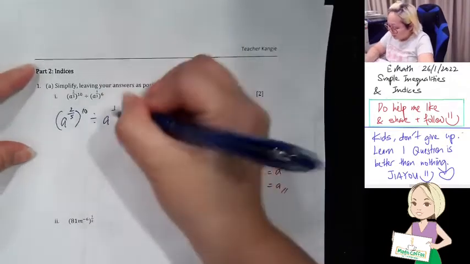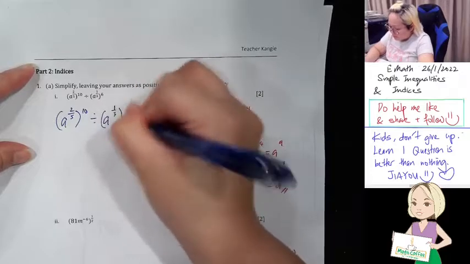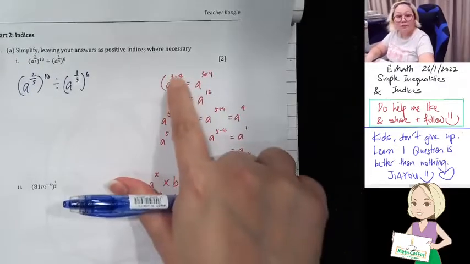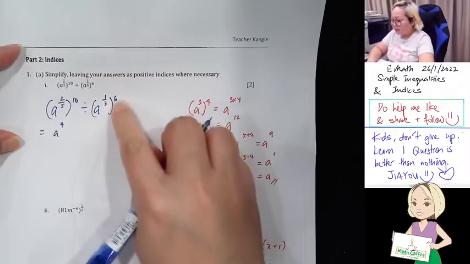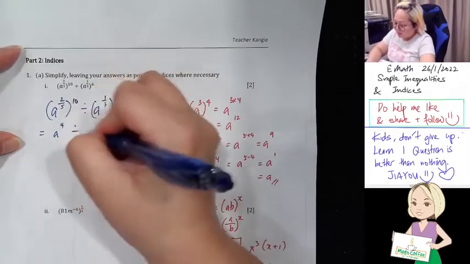So this one, 3, 6. Okay, first rule is we multiply, right? So 2/5 times 10 will give me 4. So it's a to the power of 4. 1/3 times 6 is 2. So it becomes divided by a².